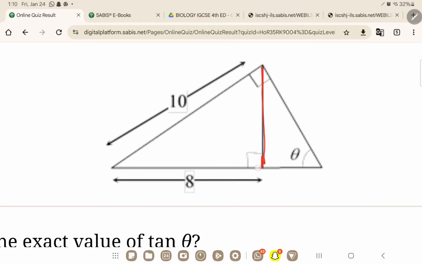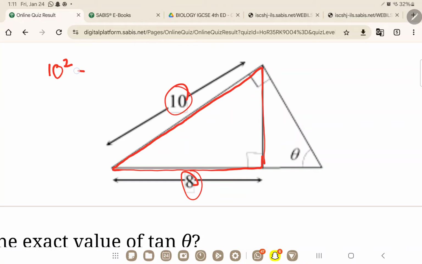How do we find the altitude? The altitude is part of this right triangle. In this right triangle, we have 2 out of the 3 sides. So the hypotenuse is 10 and one of the legs is 8. We know that 10 squared, which is hypotenuse squared, equals leg 1 squared plus leg 2 squared, so x squared. So 100 equals 64 plus x squared. So x squared equals 36, leaving x to be 6.